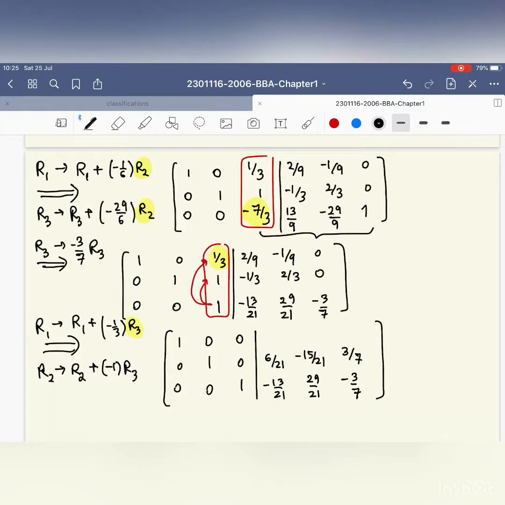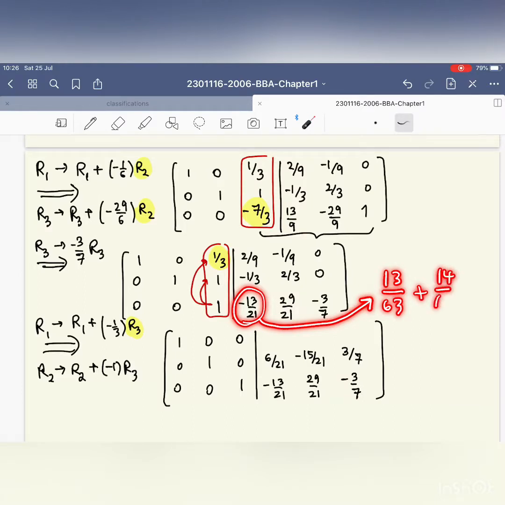The last one, that will be a bit messy, because you are going to multiply a negative 1/3 into your R3. So by multiplying negative 1/3, you have 13 over 63. And then you add a what? A 2 over 9, which is 14 over 63. You see? So together it is 27 over 63.